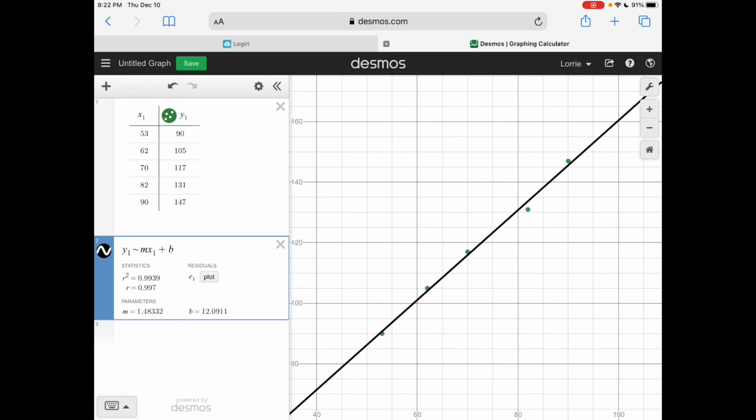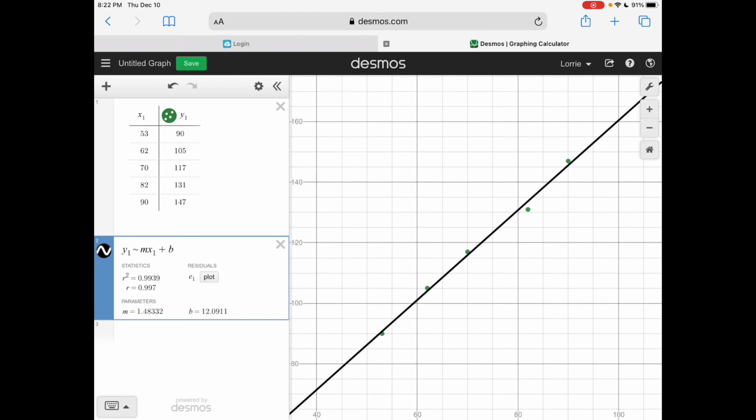Now we need to answer some questions over in our review. One of those questions was, does this show a linear relationship? Well, looking at the line that's going through the data, we can see that all of those data points are very close to the line. And so this is definitely a linear relationship.